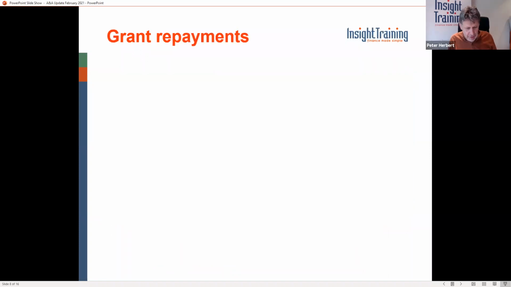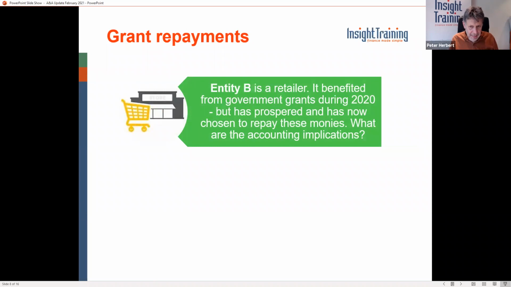Okay, let's move on and look at a different scenario involving repayment of grants. So start off with entity B. Retailer benefited from government grants during 2020 but has prospered and now chosen to repay those monies. What are the accounting implications? One I think that's quite topical in the context of some of the larger retailers that have actually chosen to repay government support received during 2020.